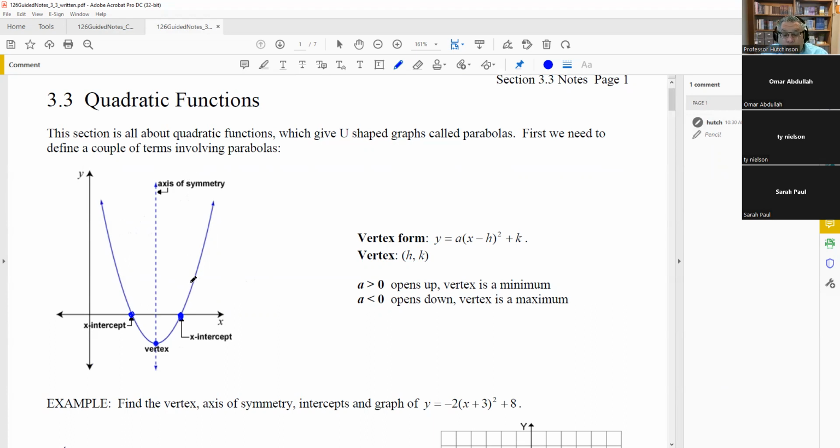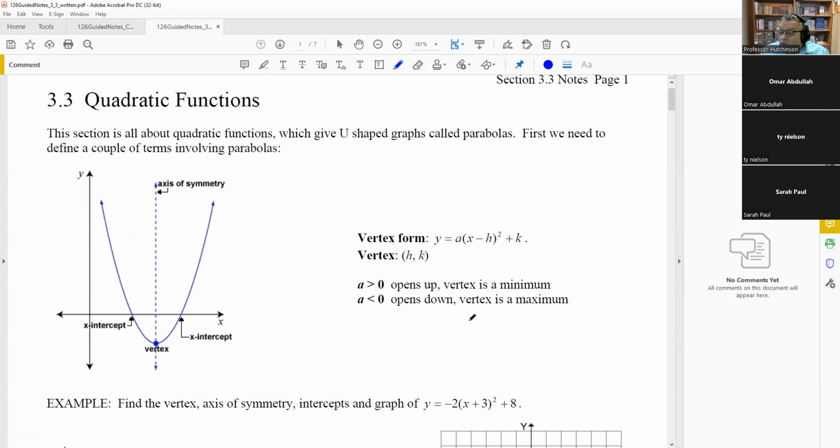But we've got some other things on here as well. We've got this line here that's called the axis of symmetry. Now, this goes through what's referred to as the vertex. The vertex is either the lowest point or the highest point on the graph. If it opens up like this, the vertex is the lowest part of the graph, but it could also be flipped, an upside down U. If it's an upside down U, then the vertex would be the highest point.